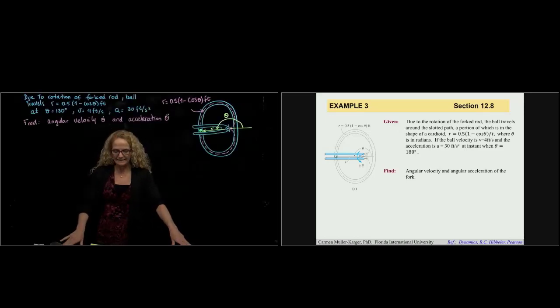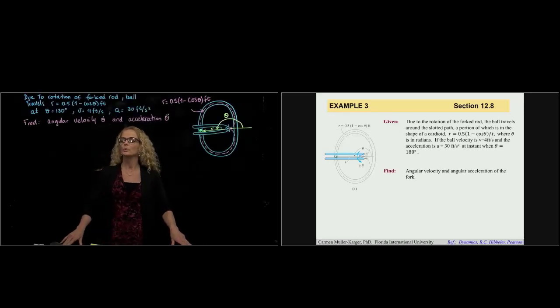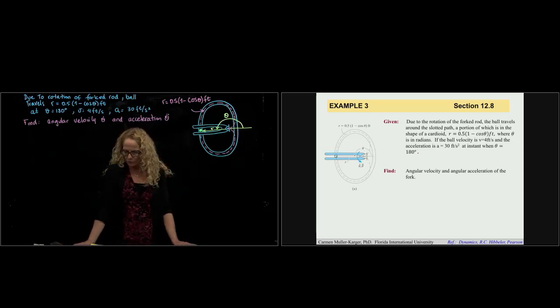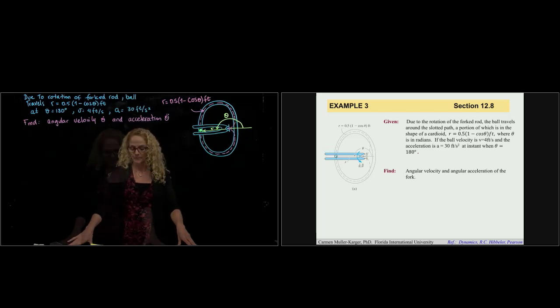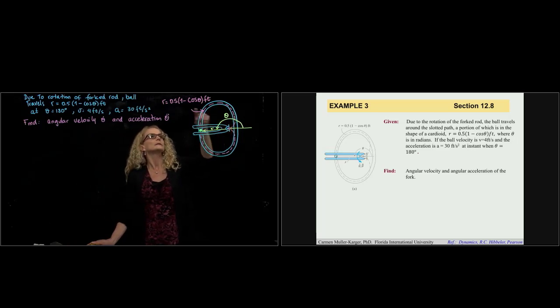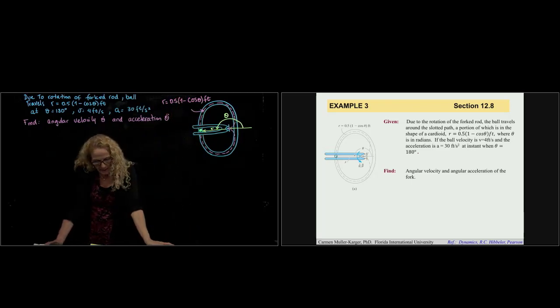Hi, this is example number 3 of section 12.8. If we read the data that we are given: due to the rotation of a forked rod, the ball travels around the slotted path, where that cardioid shape is described by the expression r = 0.5 times (1 minus cosine of theta). Theta is given in radians.